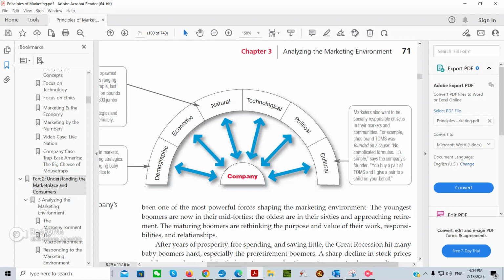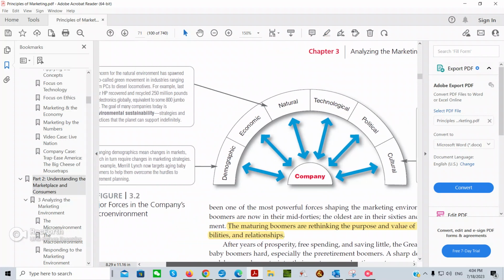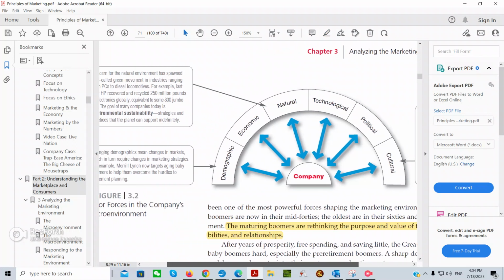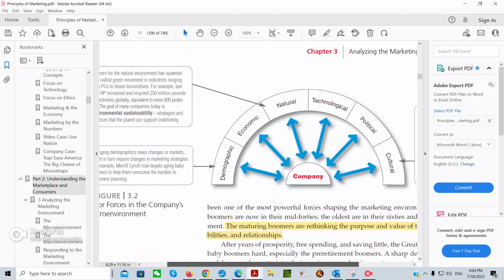Maturing boomers are rethinking the purpose and value of their work, responsibilities, and relationships. Okay? This is an attitudinal difference. Now let's talk about this diagram. You notice with the company we have 6 considerations. We have the demographic, the economic, the natural, we have the technological.